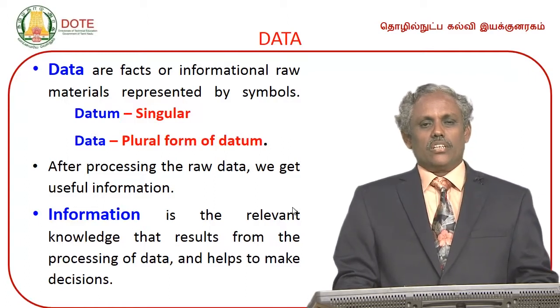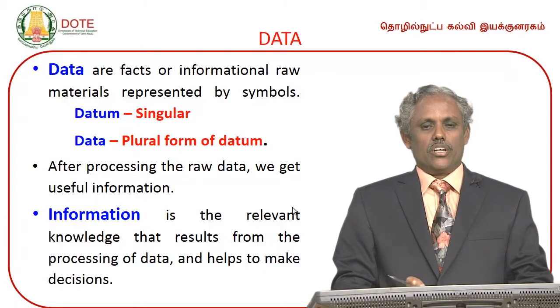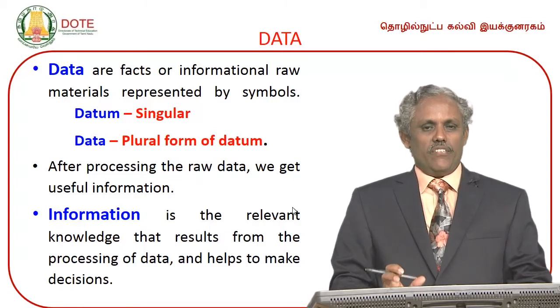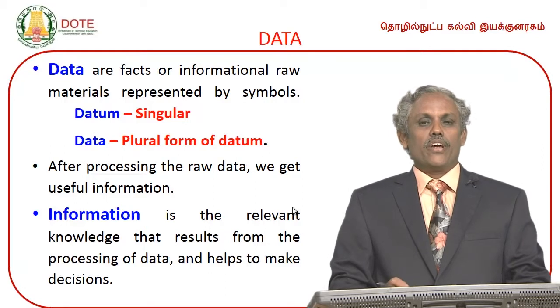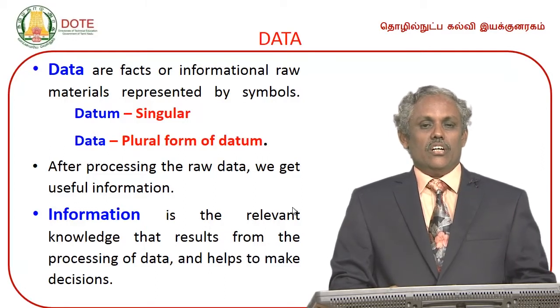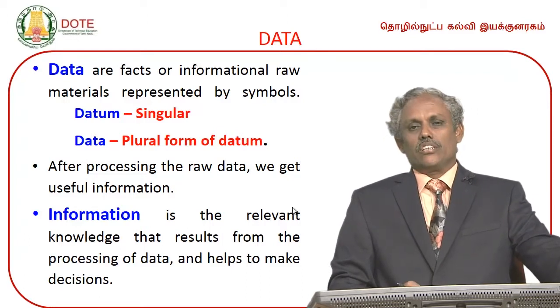So, after processing the raw data, we get useful information. This information is relevant knowledge that results from the processing of data and helps to make a decision. So, this computer is a device which is used for processing data and produces results that will be useful information for making decisions. That is why we call the computer a decision making system.